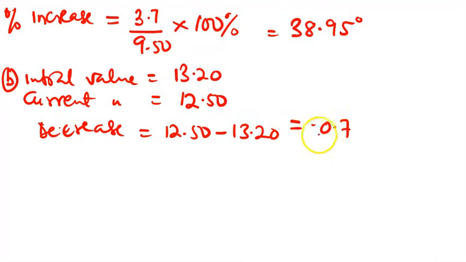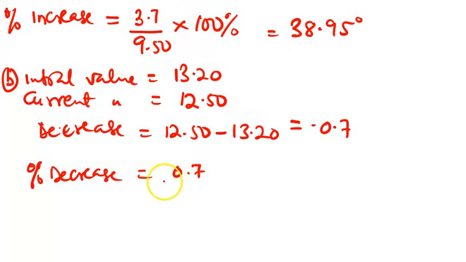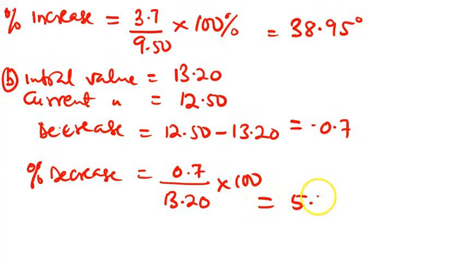Now you can make it minus. Minus indicates that there is a decline. There is a decline, but you don't need the minus to find the percentage decrease. So the percentage decrease then becomes 0.7 over the initial value, which is 13.20, times 100, and when we simplify, we are getting 5.30.